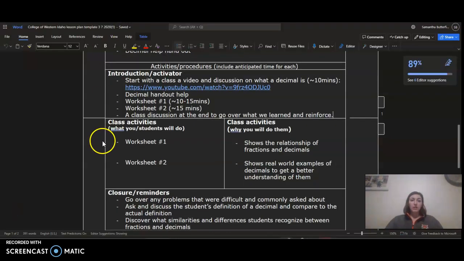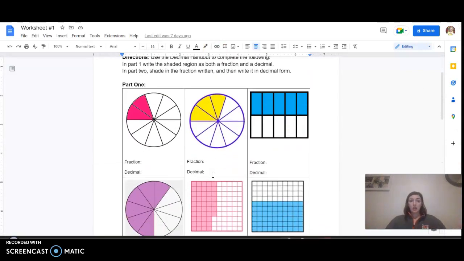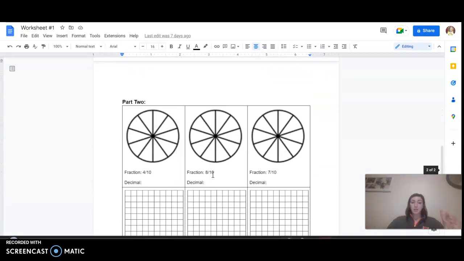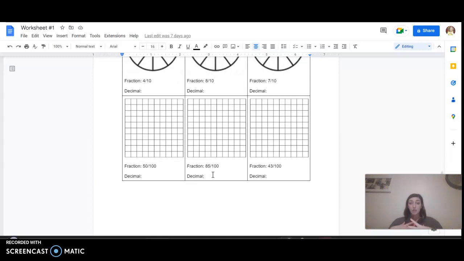Then what I would do next is they would do worksheet number 1, which shows the relationships of fraction and decimals. So this is the first worksheet I have. First they have to express the shaded region in both a fraction and a decimal. And then in part 2, they have to color in what the fraction would be and then write the decimal form of that. So they're getting both fraction and decimal practice there.